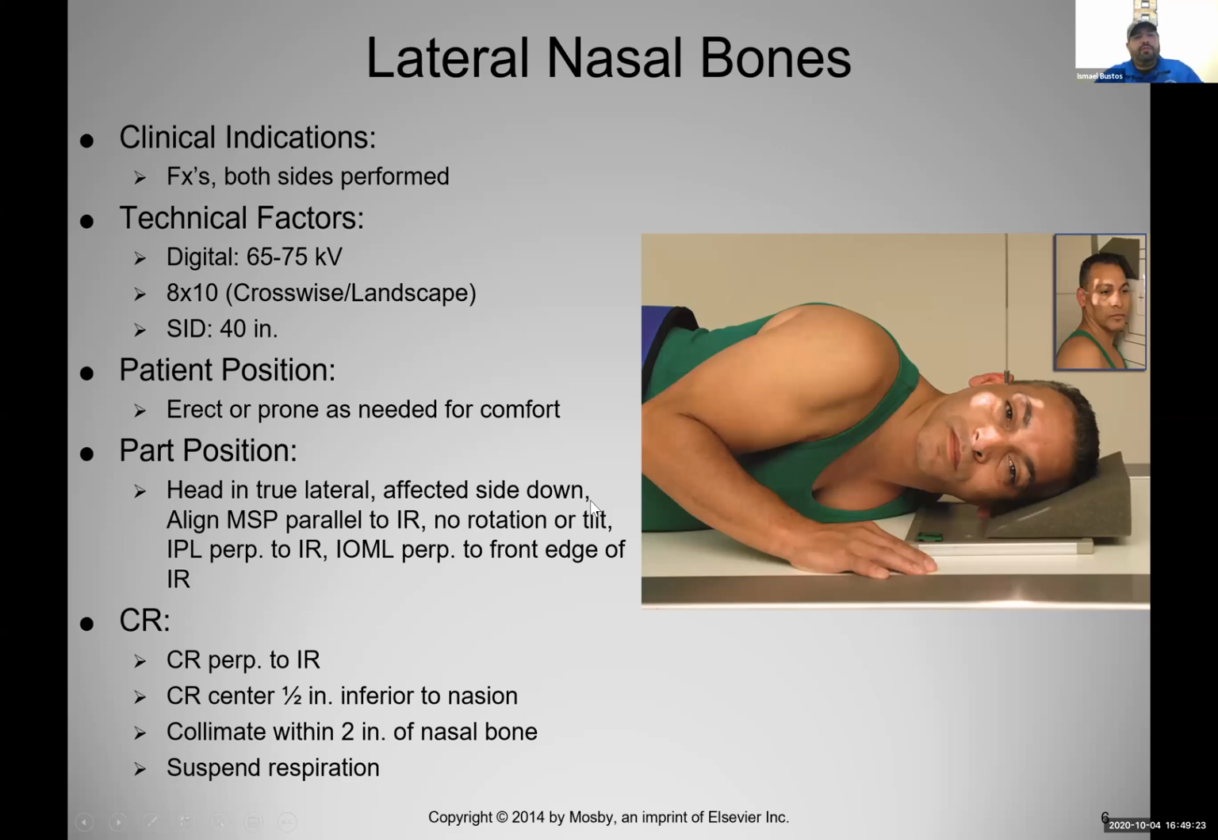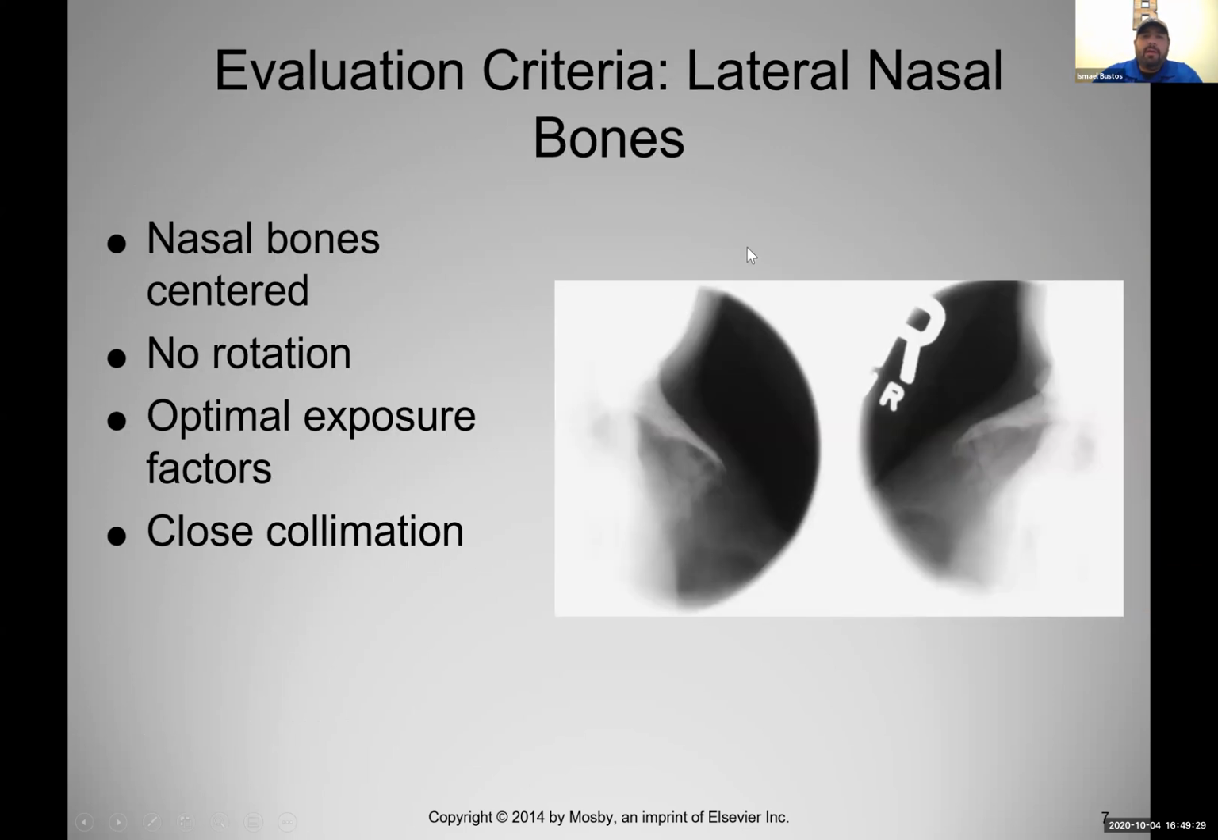All right. Once you've done that, suspend respiration and make the exposure. And again, do both sides if department protocol calls for it. Here's what the nasal bone looks like. Okay, and they've done both sides. If you notice there, very delicate small bone there and there. And then what we're looking for is any fracture along that nasal bone.